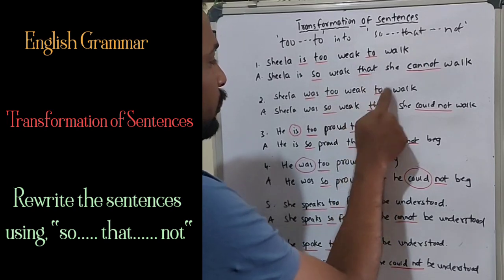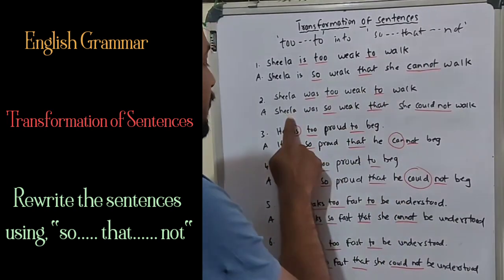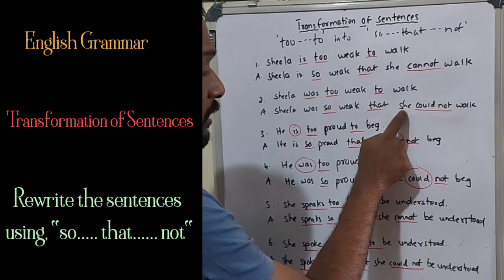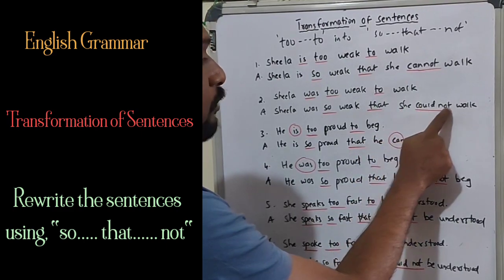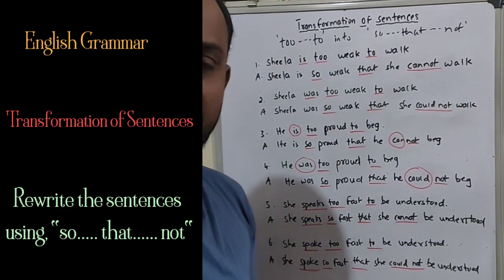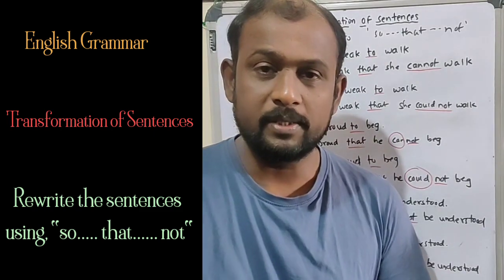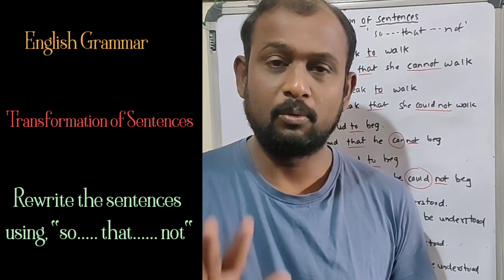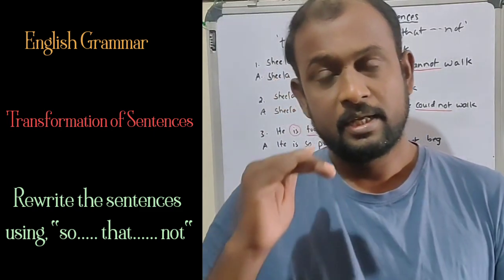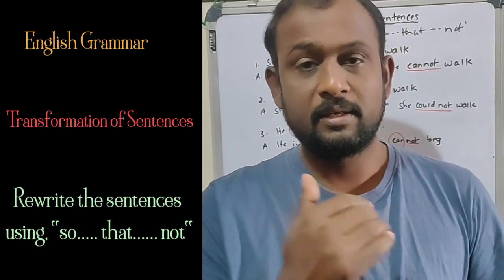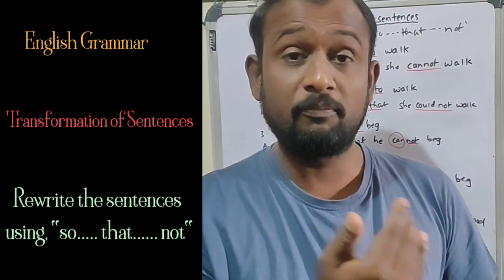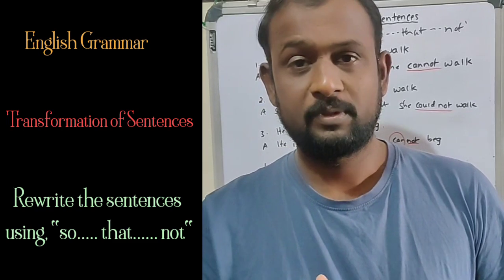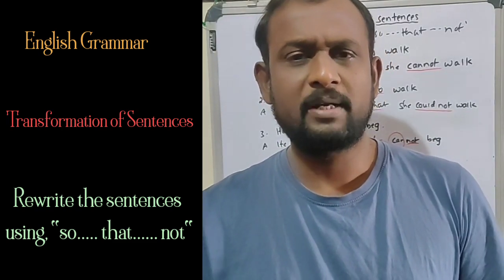So you remove this "to", first write "that", and see, Sheila is a lady, use the pronoun "she", and then write "could not walk". I think you got the point. It's very simple. Only one thing to be kept in mind, that in case of present tenses, we must use "cannot", and in case of past tenses, we must use "could not". Okay, once or twice if you practice this, you will become thorough.